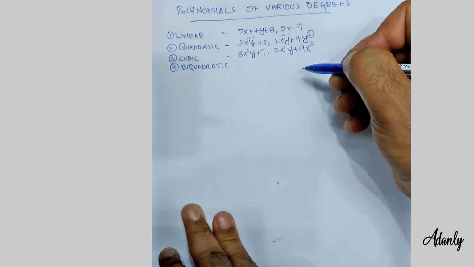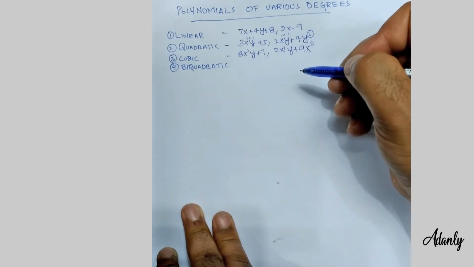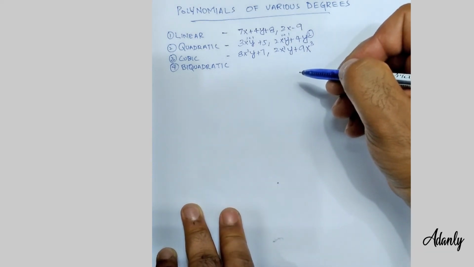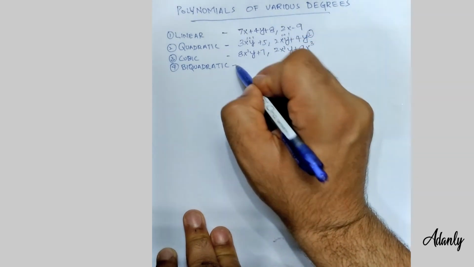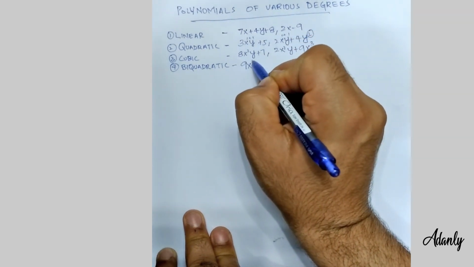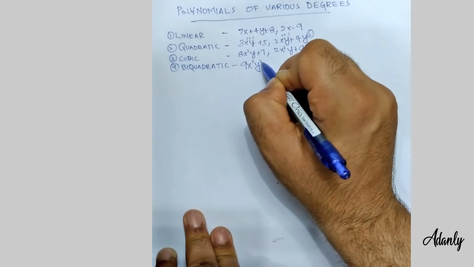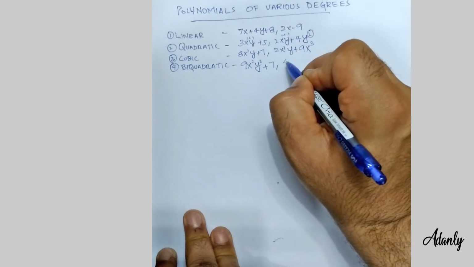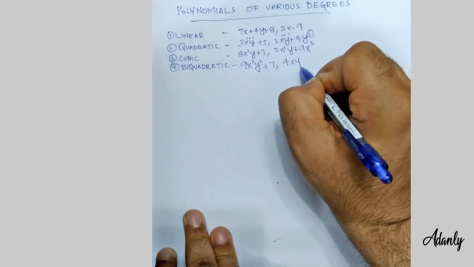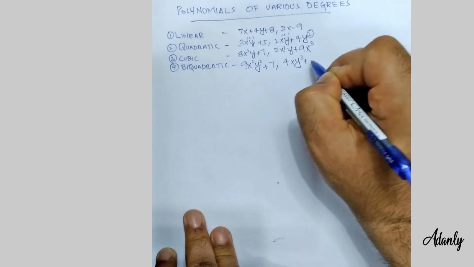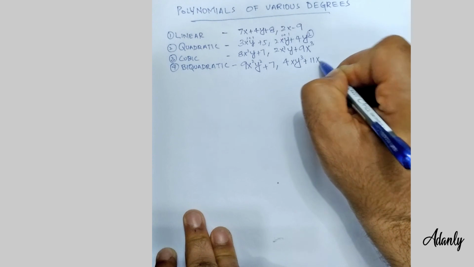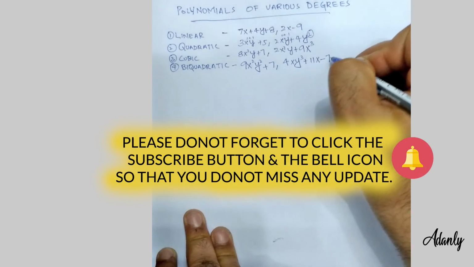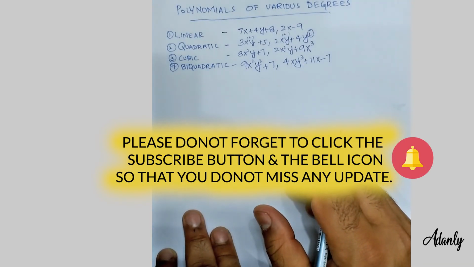Another one is the biquadratic polynomial. A polynomial of degree 4 is called biquadratic. For example, 9x squared y squared plus 7, or 4xy cubed plus 11x minus 7, etc. Such polynomials are called biquadratic polynomials.